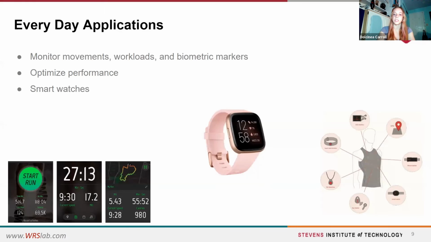Advances in technology have allowed individual athletes, sports teams, and physicians to monitor functional movements, workloads, and biometric markers to maximize performance and minimize injury. The smartwatches you may be familiar with have similar motion analysis components with movement sensors like a pedometer and physiological sensors like a heart rate monitor.